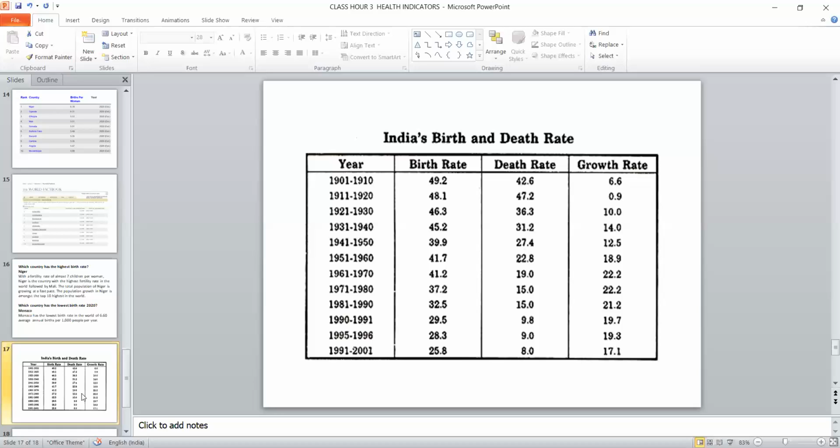It is not considerable. In case of death rate, in 1901 to 1910 it was 42, and initially it increased to 47 and gradually decreased from the Second World War: 36, 31, like that. As of this date, it is only 2.4. The 1991-2000 census says the death rate is 8, but now it is considerably reduced. If you compare the birth rate and death rate, this is the growth rate given by central government data only. It starts from 6.6, now it is 17.1. Why? Because our population is more than 130 crore.